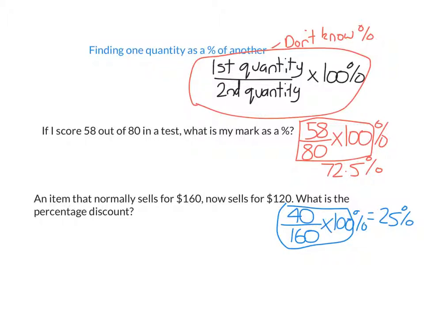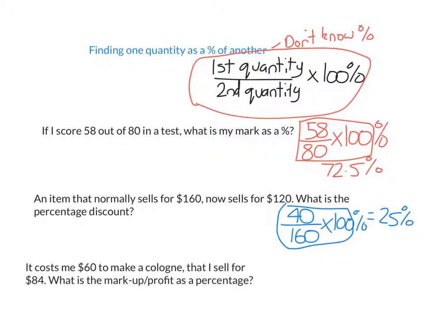So let's look now at a question involving markups. Let's say it cost me $60 to make a cologne. I sell it for $84. Now, what's the markup or profit as a percentage? So once again, we don't know the percentage and we want to find it. This question is a little ambiguous and I should tell you more information. Do I want the markup or profit as a percentage of the selling price or cost price? Well, we know that the profit or markup in this case is just $24. If it costs you $60 for something and you sell it for $84, you've made a $24 profit.